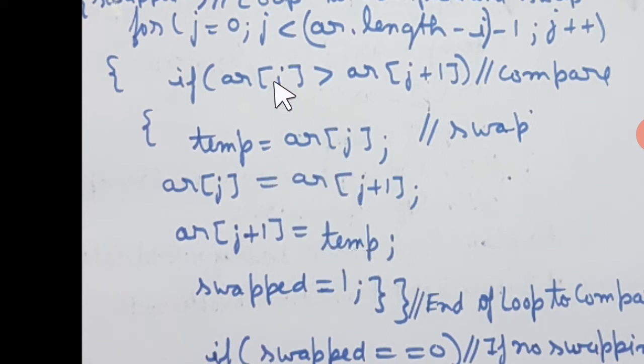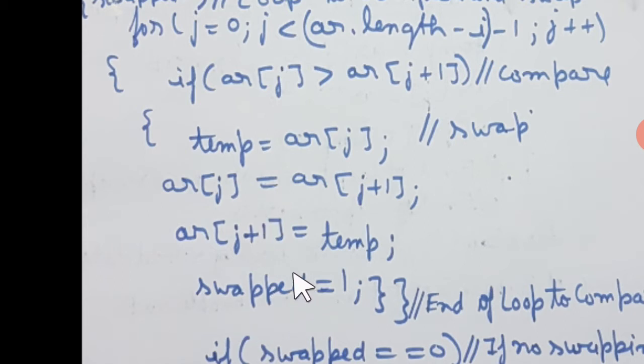For example, the value of j is 0 and j plus 1 is 1. So here temp will have arr of j, that means arr of 0's data. Then arr of 0 will have the data from arr of 1, and then arr of 1 will have the data from temp. That way the values are interchanged, like you have already seen in the given example. You can revisit that example.